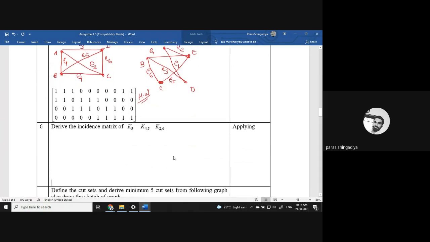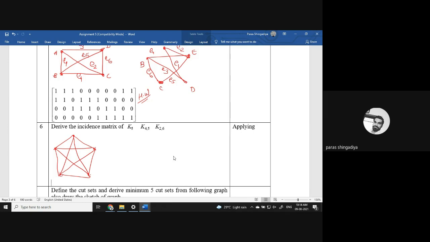Derive the incidence matrix for K5, K45 and K26. Clear? So K5 के लिए incidence matrix आपको derive करना है. So it is similar. Okay. Just first create a K5 graph. Five vertices, and each and every vertex should be connected. Clear? So it is a K5 graph.